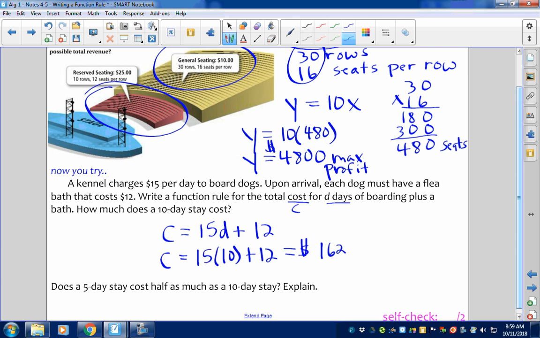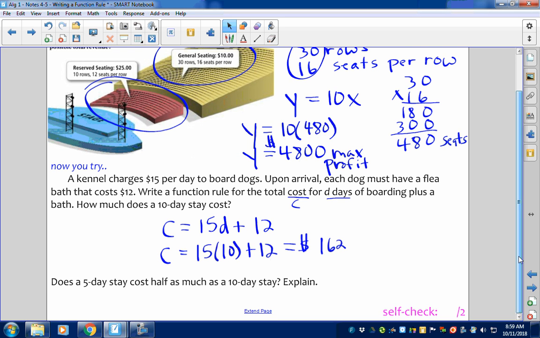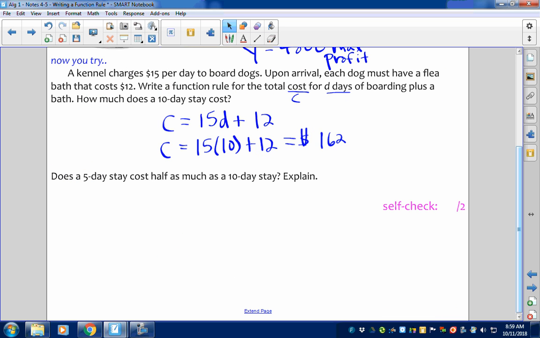So it'd be $162. And so here's the question: does a 5-day stay cost half as much as a 10-day stay? Will a 5-day stay cost half as much as a 10-day stay? It would if it weren't for the bath, right? But the dog has to take the bath whether they do a 1-day stay or a 10-day stay.